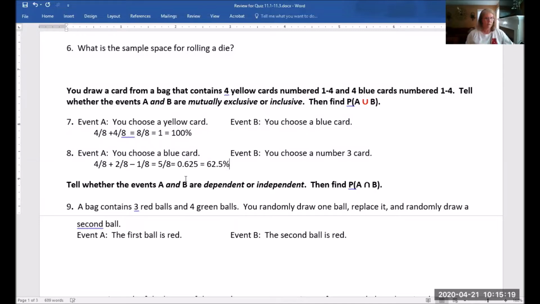And y'all noticed on the quiz, the answers were represented all 3 different ways, right? Sometimes it's represented as a fraction. Sometimes it's represented as a decimal. Sometimes it's represented as a percentage. Does everybody know how to get from one to the other?